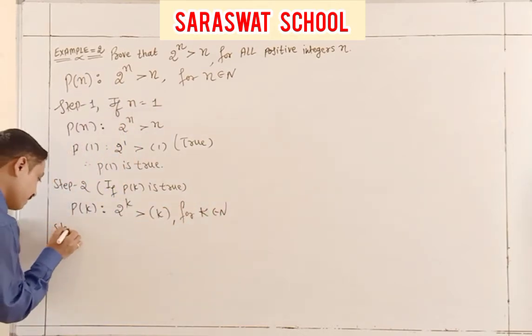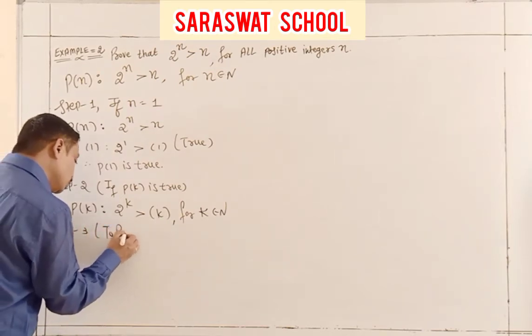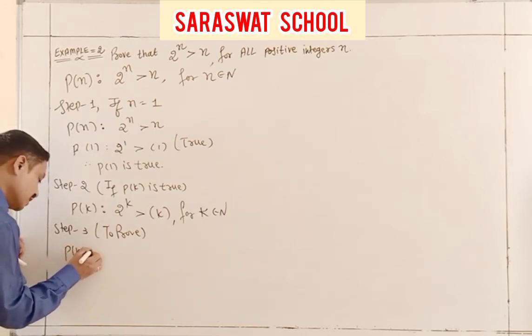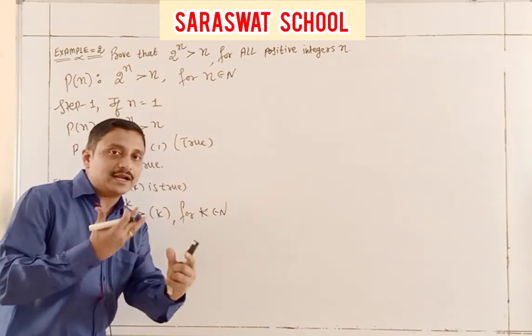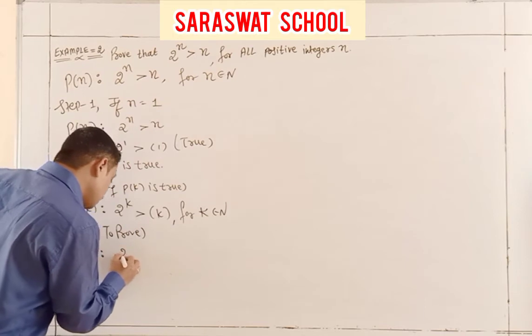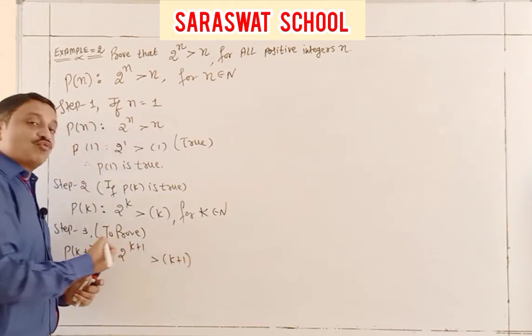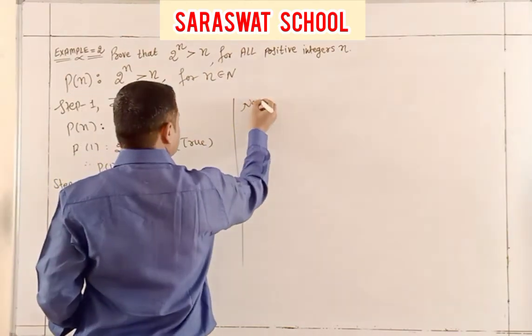Now step 3. Step 3 is also easy to prove, which is P of k plus 1. Students, this k I just write down as k plus 1. So 2 raised to k plus 1 more than k plus 1. That's my proof. Now I start one by one.